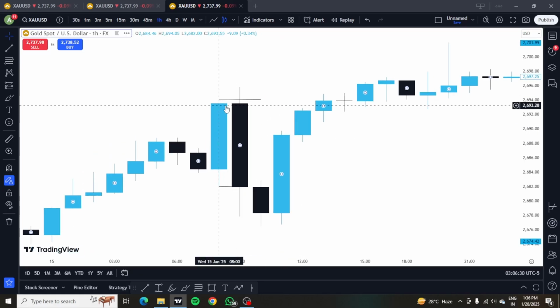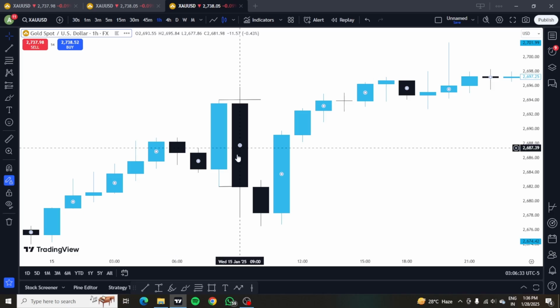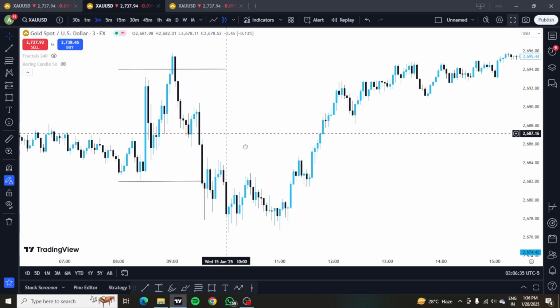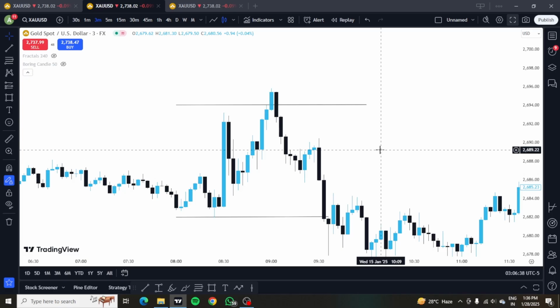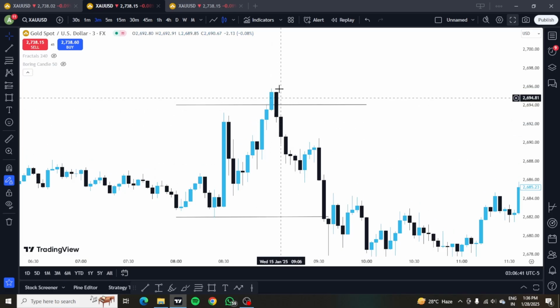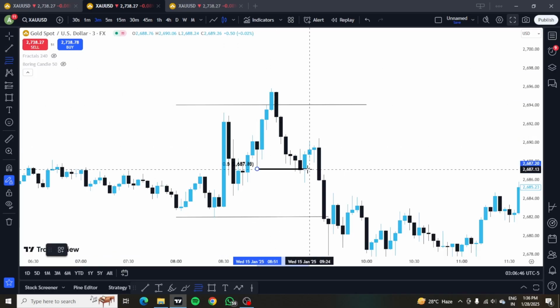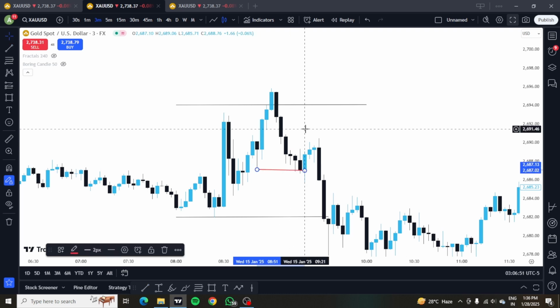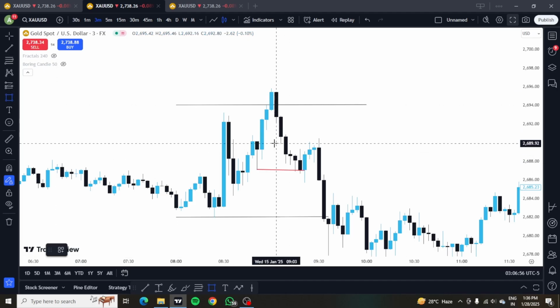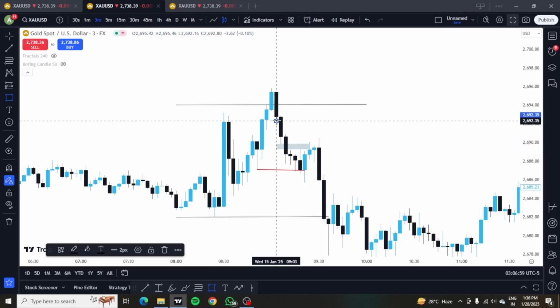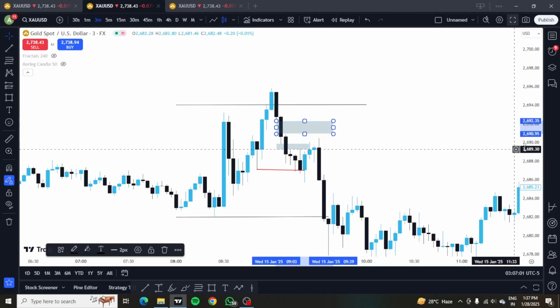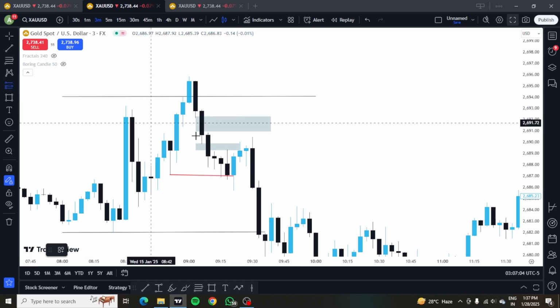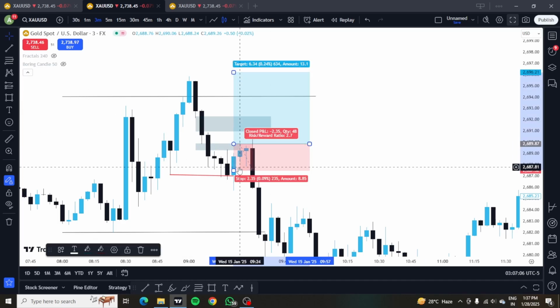Yeah, this is January 15th. I mark the highs and lows. We change it into 3-minute. From here you can see that it sweeps the high of the candle and makes the market structure shift from here. Market structure shift here. So we look for an order block or any fair value gap. Here also you can see that two fair value gaps are found. You can put a limit order at these two levels.